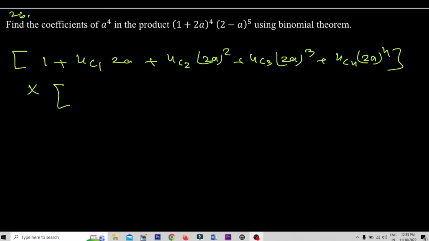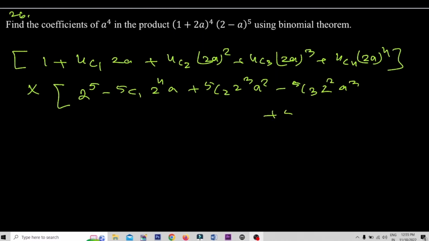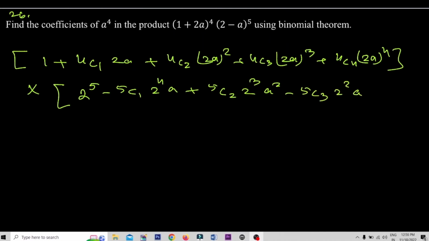For the other expansion, we are getting 2 to the power 5 minus 5c1 2 to the power 4 a plus 5c2 2 to the power 3 a square minus 5c3 2 to the power 2 a cube plus 5c4 2 to the power 1 into a to the power 4 minus 5c5 a to the power 5. Just wait, once again I am writing properly.